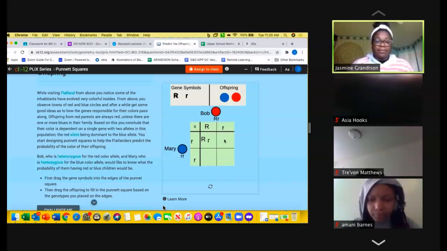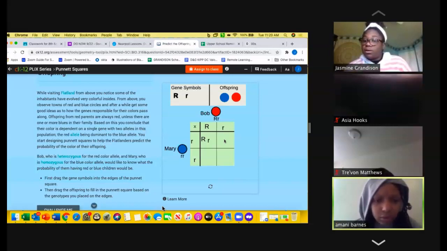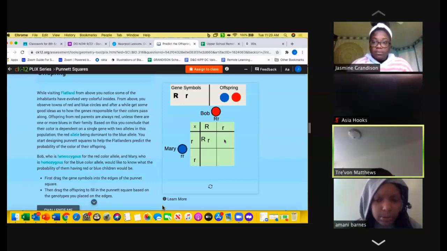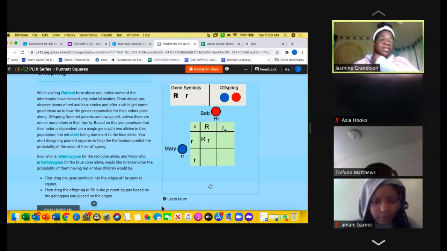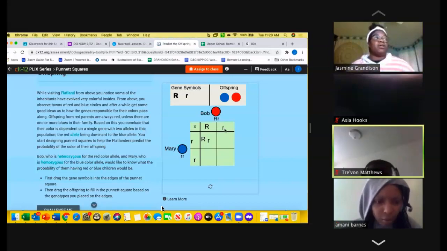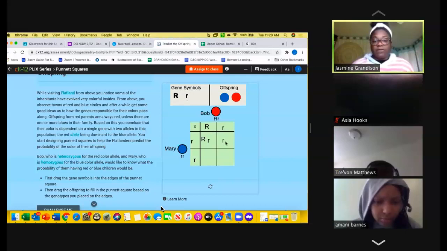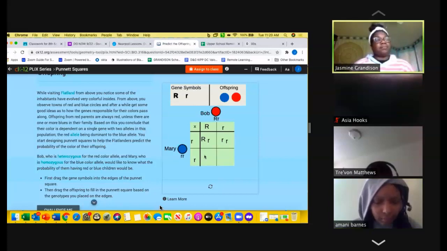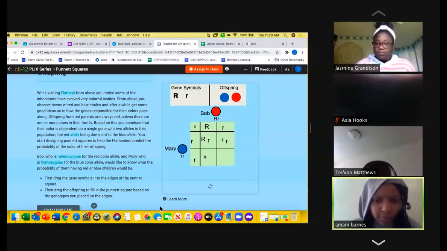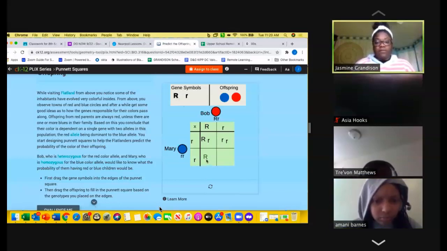What do we get from Bob? Uppercase or lowercase? Type it in the chat. Uppercase? No, let's look at where in this space, Bob isn't uppercase. He has his recessive trait. Oh, lowercase. All right, and then what do we get from Mary for this box? Lowercase again. All right, great. What do we have for the next box coming from Bob? Uppercase R. Good. And for Mary? Lowercase. There you go. Great.